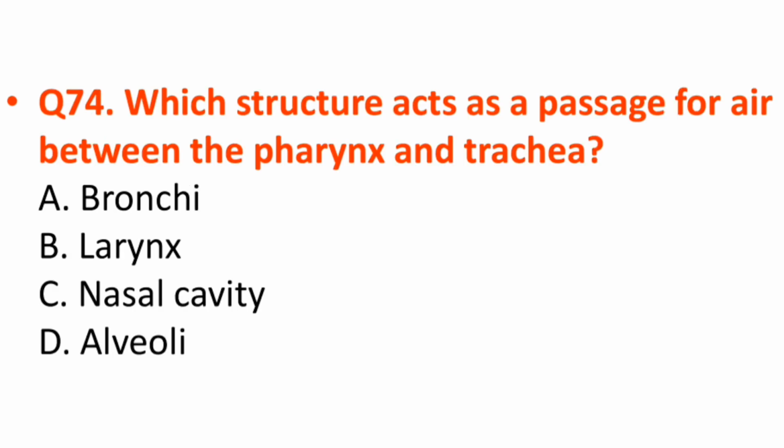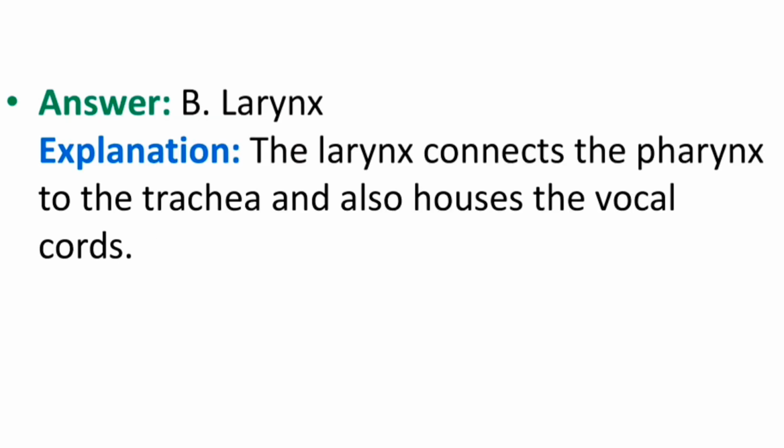Which structure acts as a passage for air between the pharynx and trachea? Option A, bronchi; option B, larynx; option C, nasal cavity; option D, alveoli. The correct answer is option B, larynx. The larynx connects the pharynx to the trachea and also houses the vocal cords.